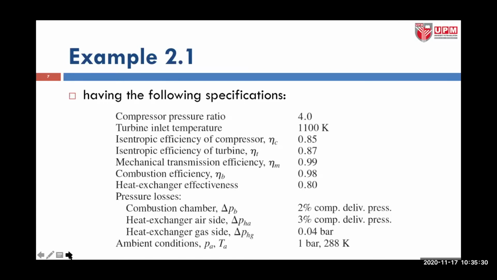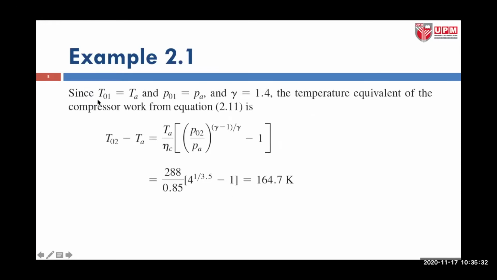Let us try to calculate one by one. Since T01, the temperature at the inlet of the compressor, is equal to the ambient temperature, and the pressure at the inlet is equal to the ambient pressure, and air is the operating fluid, where gamma, the specific heat ratio, is 1.4. The temperature equivalent of the compressor work is given in equation 2.11, where we will get the value of T02.